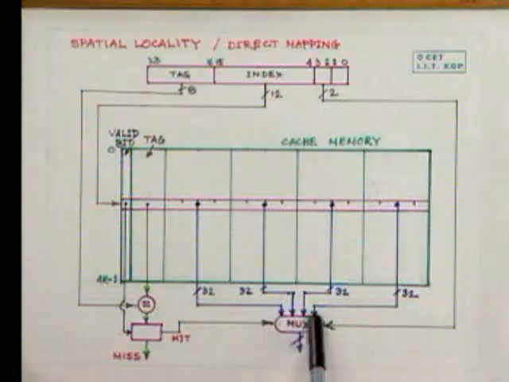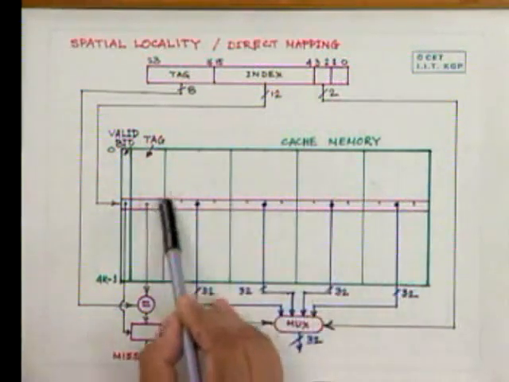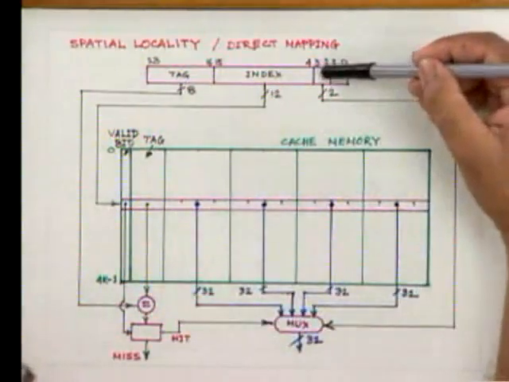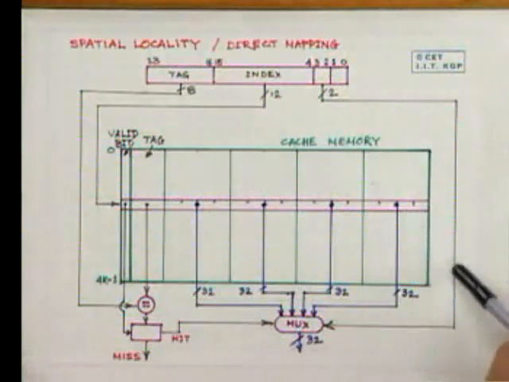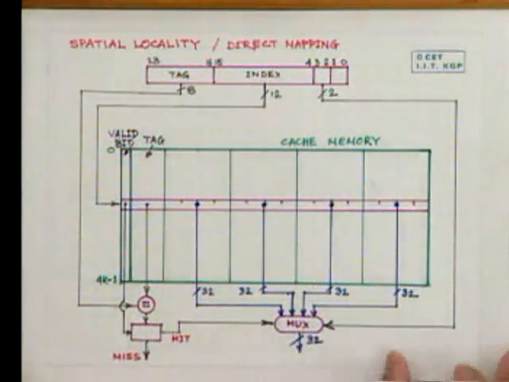Now one more thing I say: though I have shown a mux here to choose a particular word within this 4-word block, you see that since these 2 bits give the offset, that offset can be used directly to address a word instead of using a mux also.